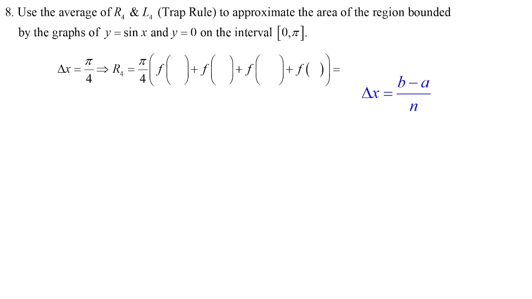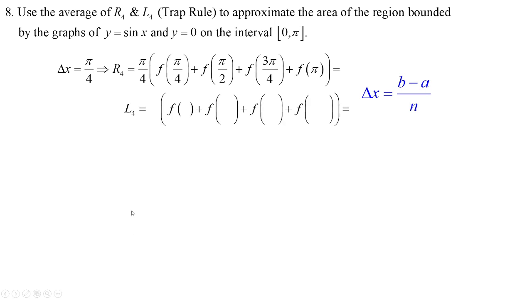All right, so that would be, let me see. I'm starting at 0. I got a pi over 4. I've got a pi over 2. I've got a 3 pi over 4, and then I get to the pi right there. Well, we can do this probably without a calculator too now, can't we? So L sub 4 is going to be pi over 4, but now I'm using the left endpoint, so that's going to be a 0, a pi over 4, a pi over 2, and then a 3 pi over 4. Now, if I can get both of those, I can find my average, which is the equivalent of a trap rule. So R sub 4 equals pi over 4, all right?